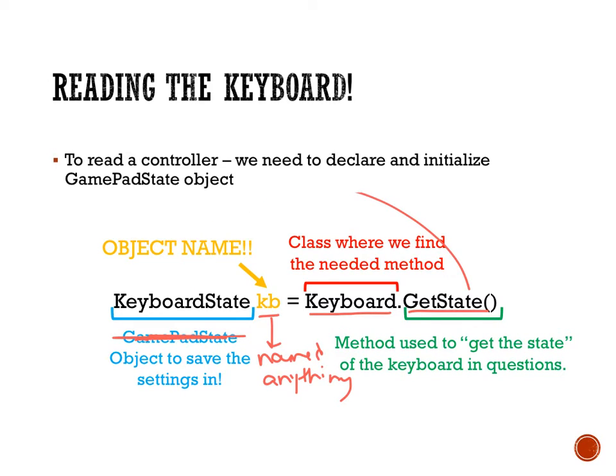I'm going to make that line a little bit better. Essentially what it will do is send it back to here. So again, one more time, what's happening is you're creating a keyboard state object called whatever you want. Mine is called KB. And you are setting that equal to the settings of the keyboard, and you're accessing the settings of the keyboard by going into the keyboard class and using the GetState method.